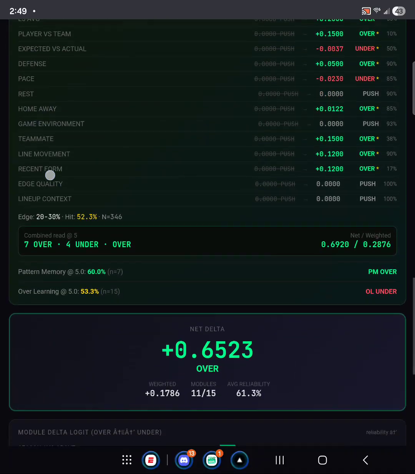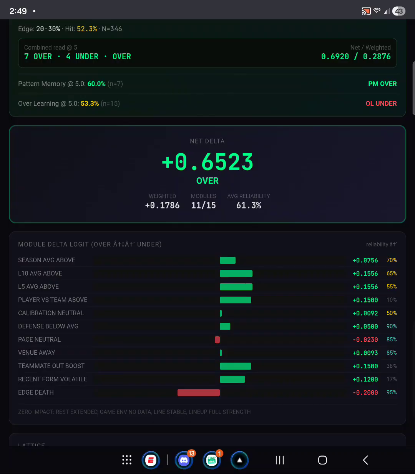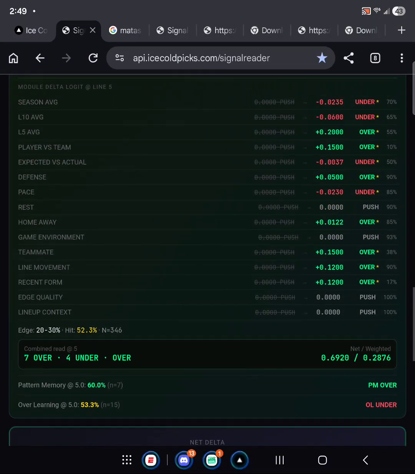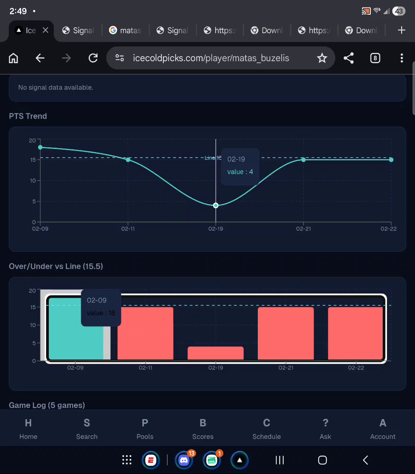So a lot of tools that you can get right here, because a lot of this is, look, recent form volatile. That means that he's recently been trending up. So he's been hot and he's been recently trending up. His net delta and his weighted delta are positive. It's a lot of things. You can go to the website from here.